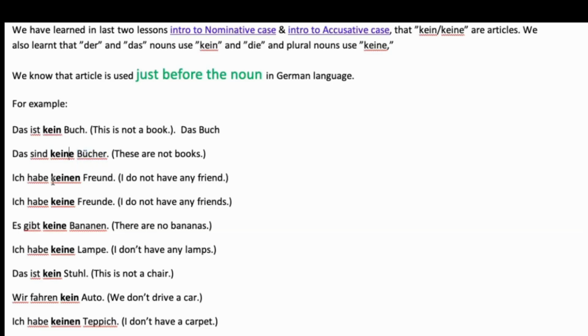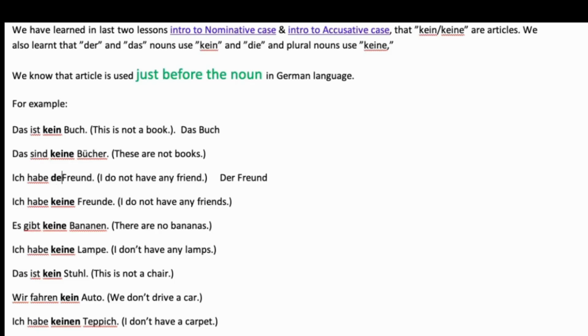So we write here keine for plural. This is a plural. That's why I would write here keine. Ich habe keinen Freund. I do not have a friend. Why have I written here keinen? Der Freund, this is a der noun, so that means this is masculine. This is an objective case, meaning accusative case. This is the subject and this is the object. So we change the object in accusative case. For example, I write here einen. Ich habe einen Freund. I have one friend.